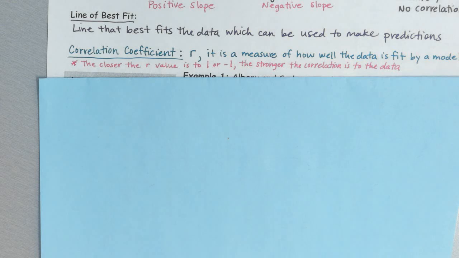Alright, so once you've got that written down, I want you to read through the directions for example 1, and I want you to think about how we're doing that plot.